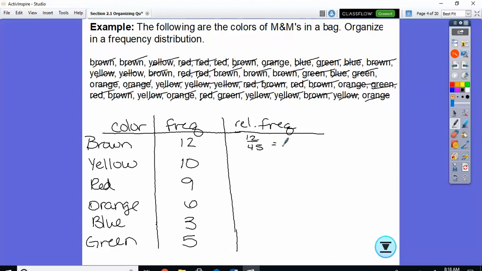Grab your calculator. I usually put these as decimals. You could technically have the fraction really either one. This one does not come out evenly. I prefer you go to 3 or 4 decimal places. It's 0.26 repeating. So I'm going to say 0.2667.